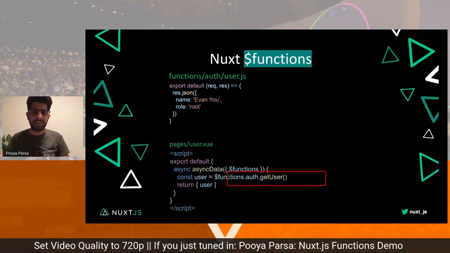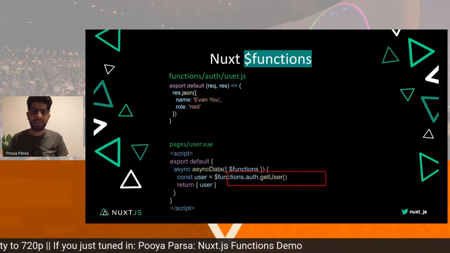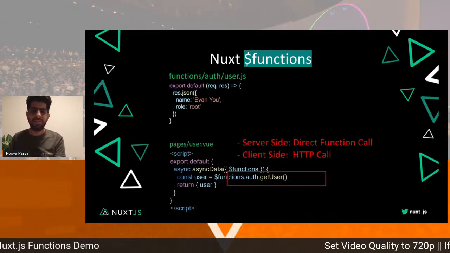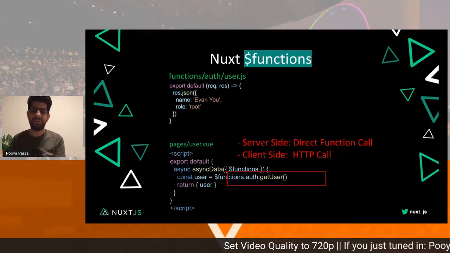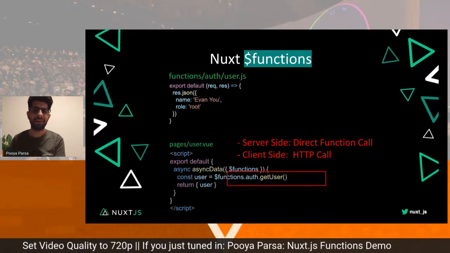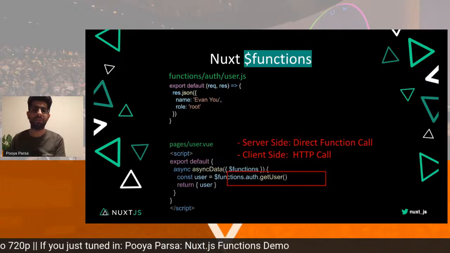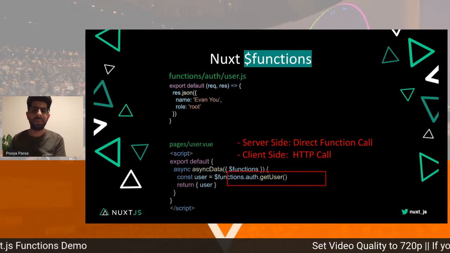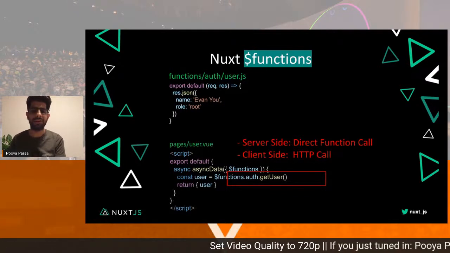And this function call is working in an interesting way behind the scenes. For server side, we don't want to waste resources. So instead of making an HTTP call on the server side, we use direct function calls. Without any latency, we directly call the function and get the response. But on the client side, we create HTTP requests.